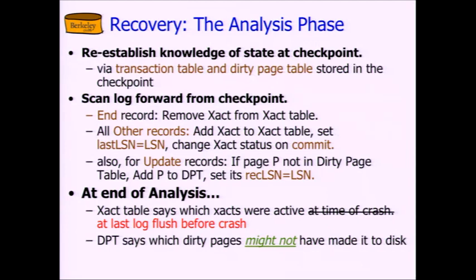All right, so this is basically the protocol for scanning forward during analysis. All you're doing is updating the transaction table and dirty page table to reflect the state of the system at the time of crash. When you get to the end of the log, the transaction table will tell you which transactions were active, you might think, at the time of crash. But realistically there might have been a log tail hanging out in memory when the system crashed and you lost that. That's just gone. So what this is telling you is what transactions were active at the last log flush before the crash, which is the last recorded history of this database.